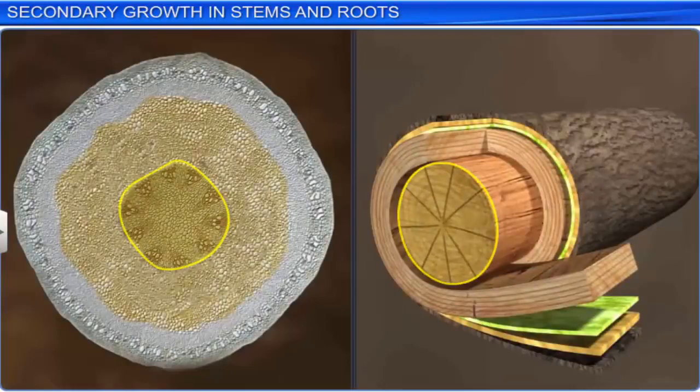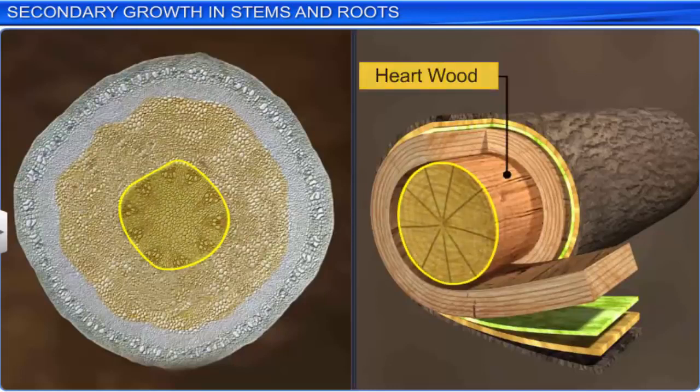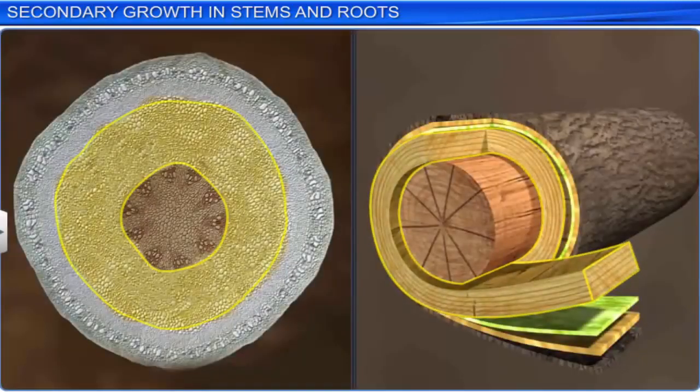This region of the wood also consists of dead elements with highly lignified walls. It is called heartwood and provides mechanical support to the plant but does not conduct water. The peripheral region of the secondary xylem, which is lighter in color and is involved in conduction of water and minerals, is called sapwood.